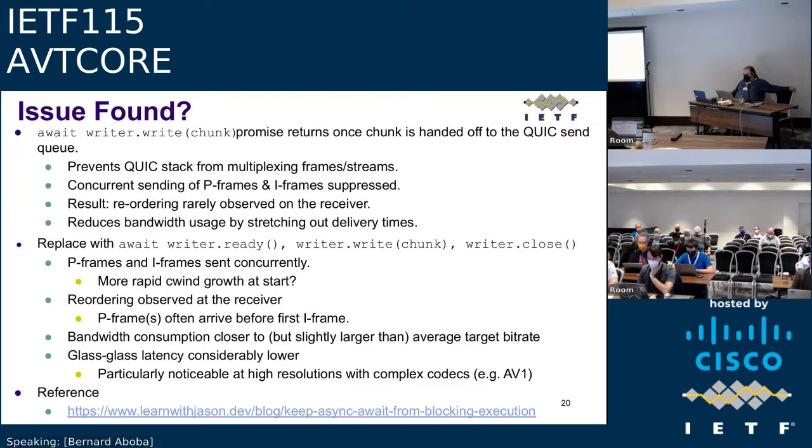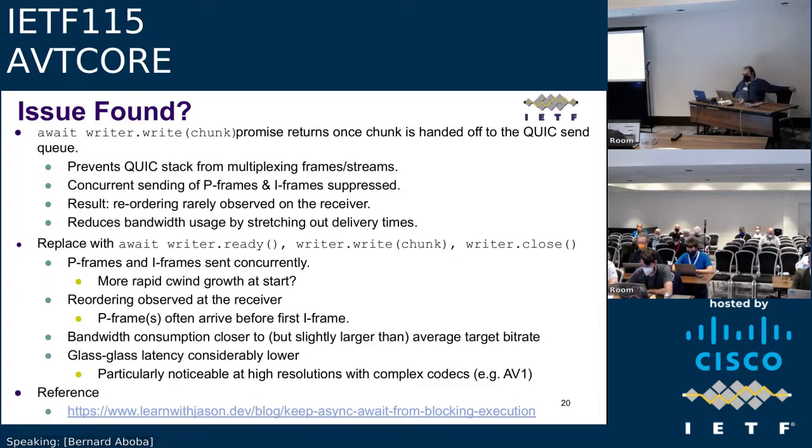So the way to fix that is you only await a writer.ready promise, which happens as soon as you can send on the stream. And then you just write the chunk, and then you call writer.close and .then for whatever you do once it's closed. So once you do that, the P frames and I frames get sent concurrently.